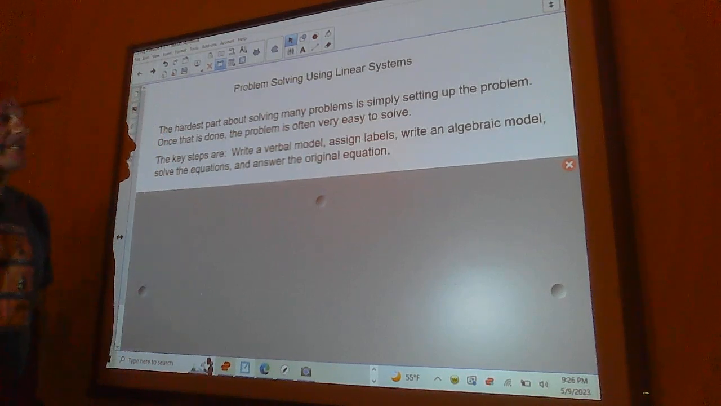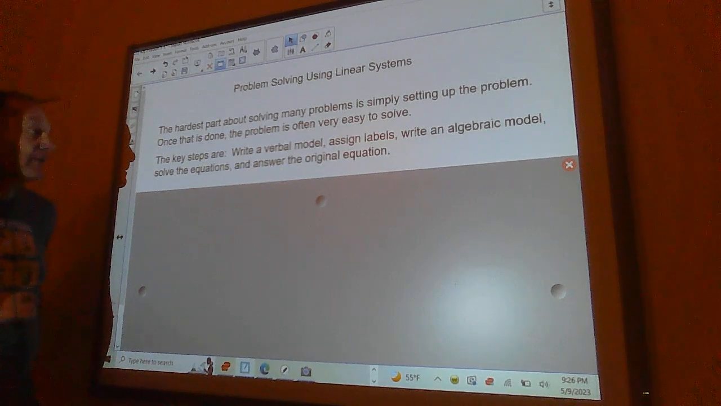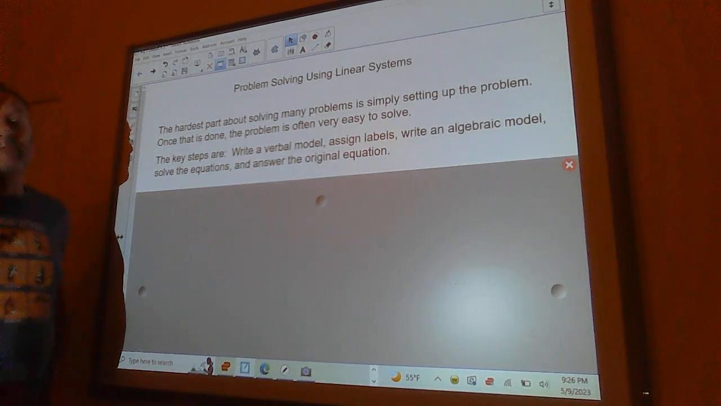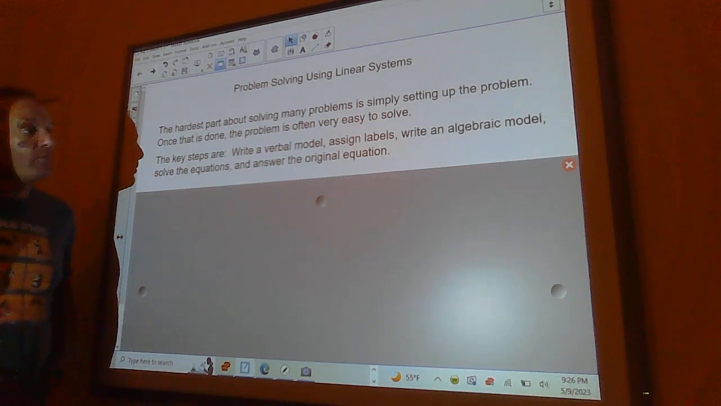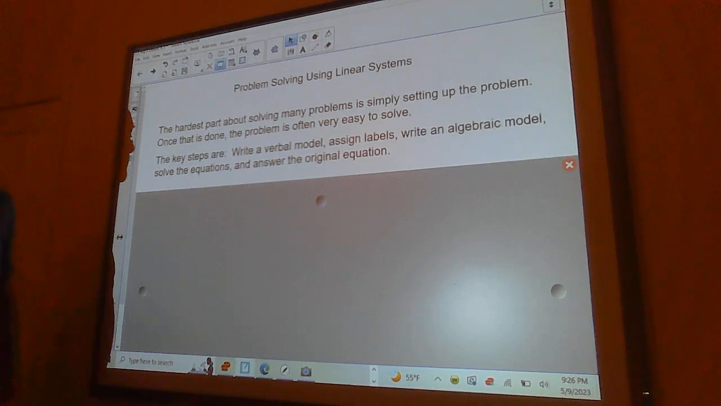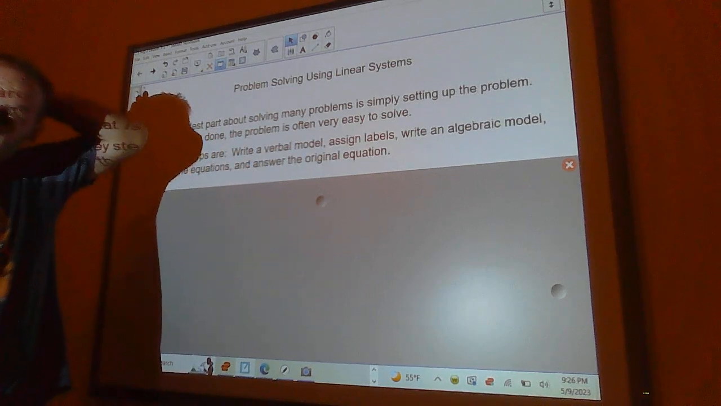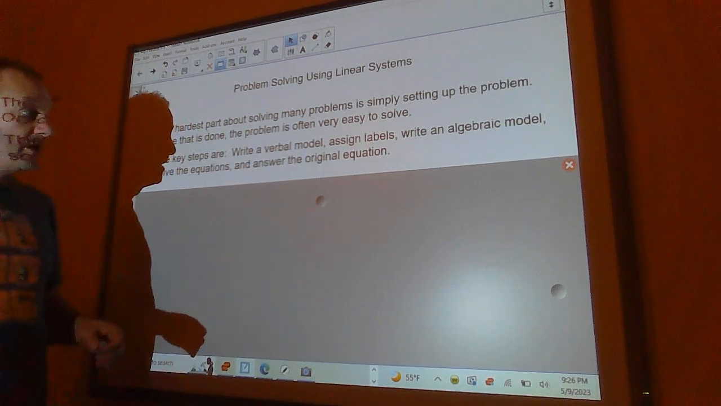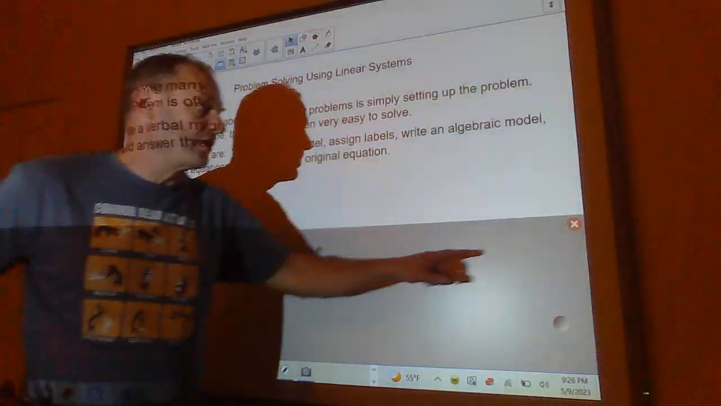So we have some key steps when we're solving a problem using linear systems. One, we're going to write a verbal model. Then we're going to assign labels. We're going to write an algebraic model. We're going to solve the equations, and then we're going to answer the original question. That last part seems obvious, but it's the part that people leave out a whole lot of times. So be careful that you finish the problem.